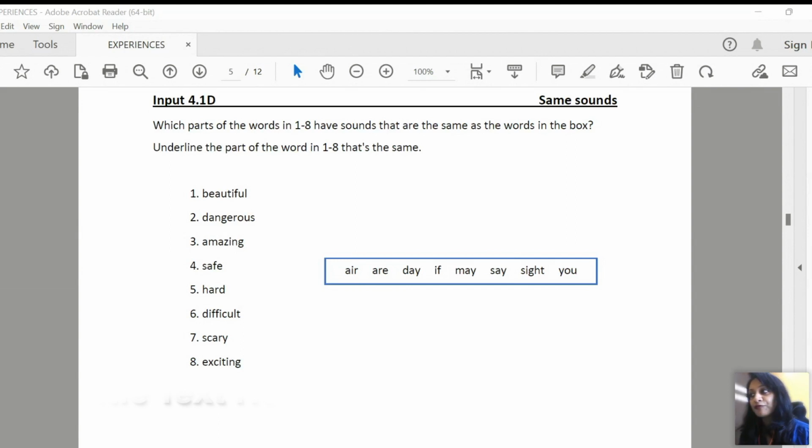Beautiful. Safe. I'm moving on to the fourth one. Safe. Absolutely, Raman. Beautiful. Safe. Next one. Hard. Yes. Hard. For the fifth one. Hard.